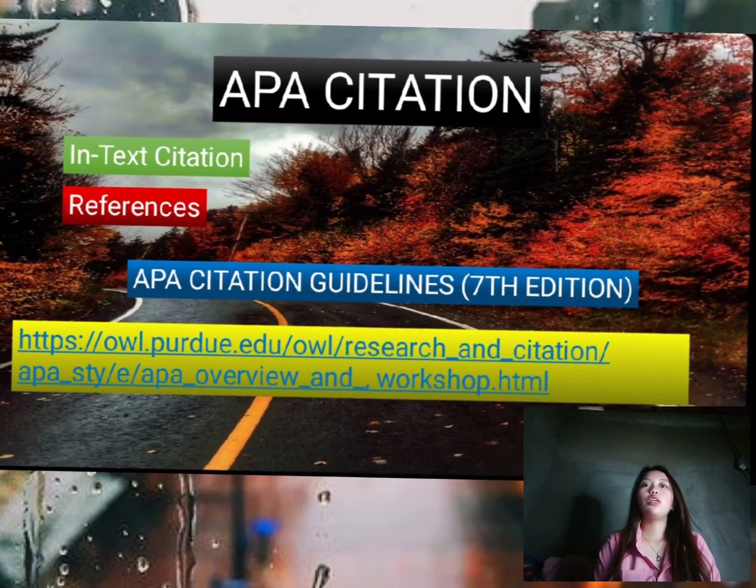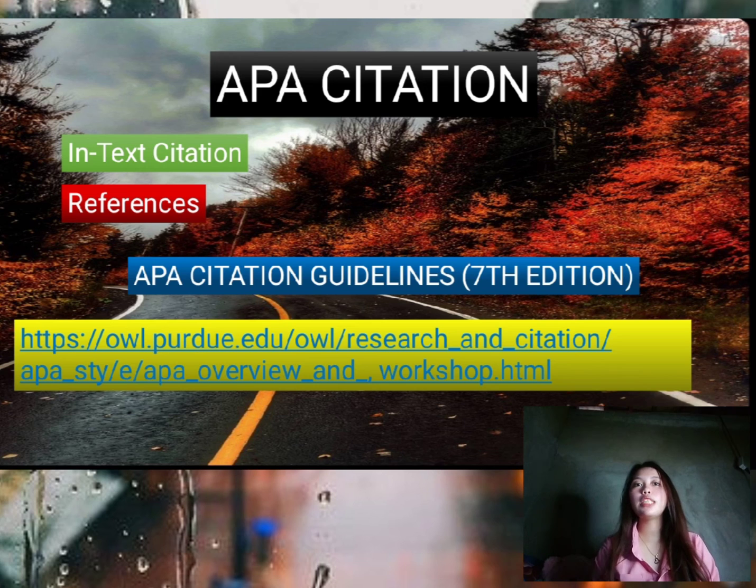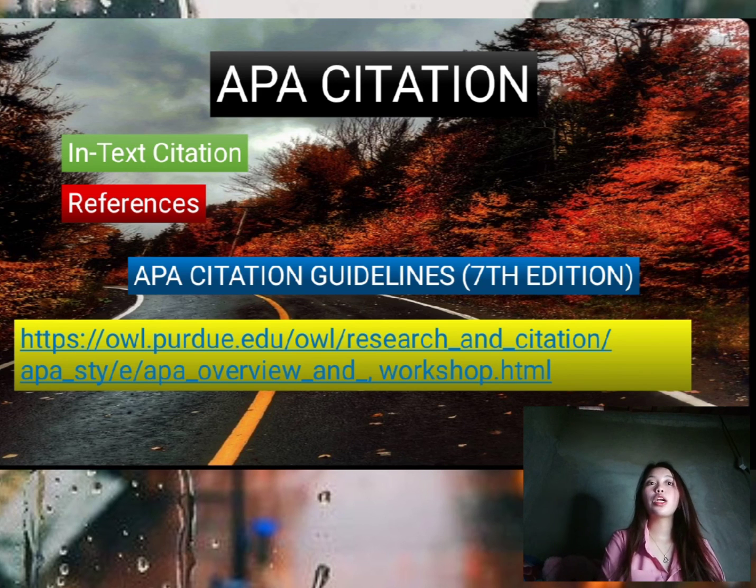The last one is APA citation. When we say in-text citation style, it uses the author's last name and the year of publication, while in the reference list you should indicate where you got the work or information from. There are a variety of ways to write references such as APA style, MLA style, and Chicago style. As you can see below in the reference, we have one example of APA citation guidelines.